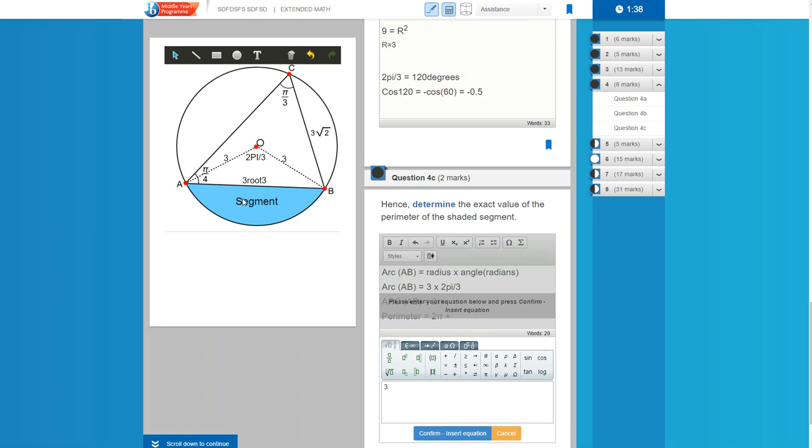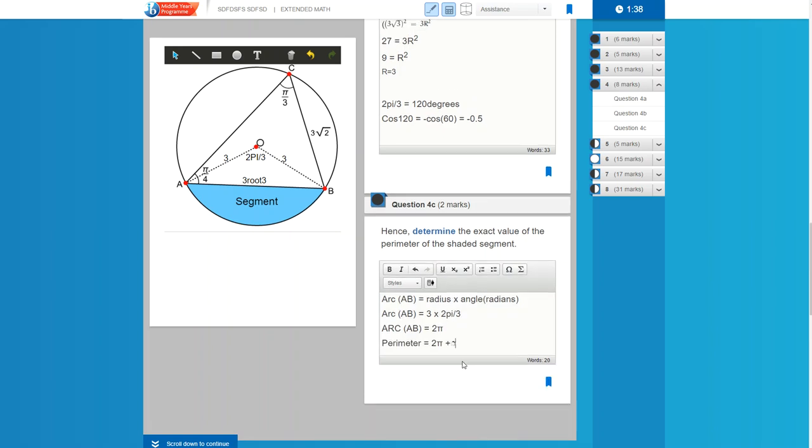How do I work out the perimeter of that blue segment? Perimeter, what is perimeter? Well, it's all the sides added together. Right, and I'm just looking at this blue segment, so I know what this is. It's added to AB, 3 root 3. So I just need to add on 3 root 3. So the perimeter is 2 pi plus 3 root 3. Yes?